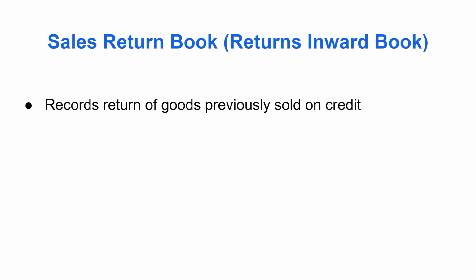Sales return book, returns inward book, records return of goods previously sold on credit. Here we record only those transactions where we have sold the goods on credit and the customer has now returned those goods. If we have previously sold it on a cash basis, then we will not record it here in the sales return book. We will record it in the cash book. Only because the transaction is a credit sales return, we record it in the sales return book.